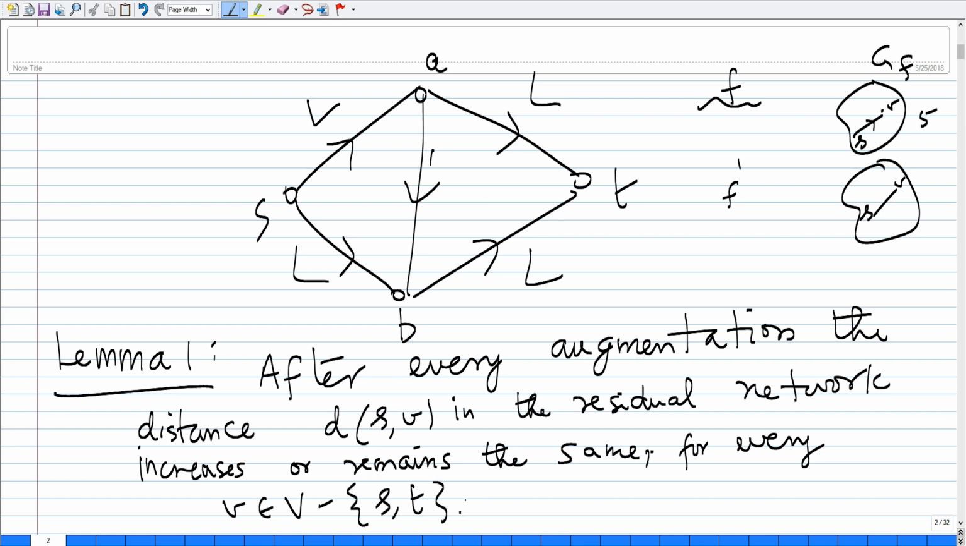So this is the first observation. More or less, this will help us to complete what we want to show, but this is very important. All we are saying is that the shortest path distance never decreases. And then I will write down the big picture, and then we will get into the proof of these lemmas.